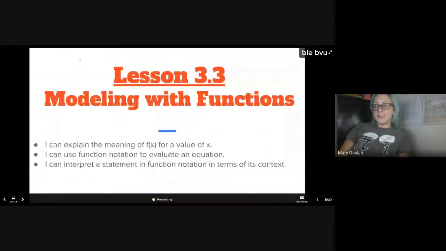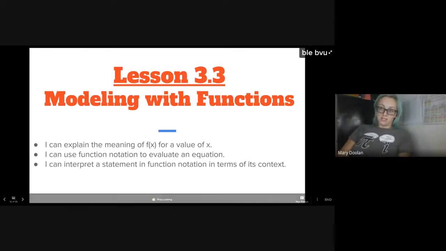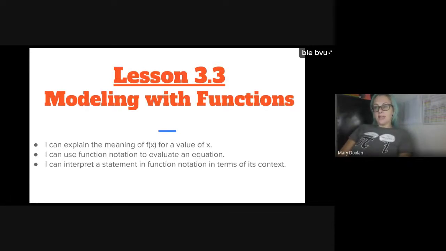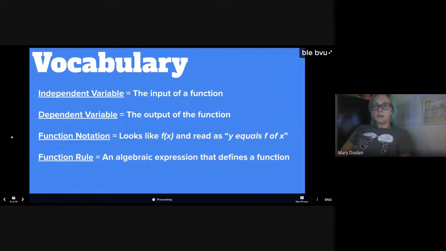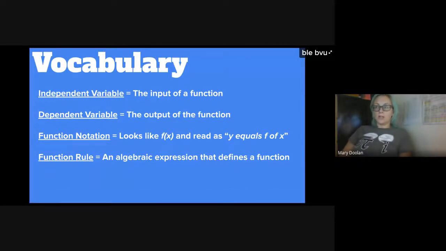Okay, so that's halfway through. We're done with lesson 3.2. This is lesson 3.3. These are the other 3 I can statements. We're talking about function notation now and modeling with functions. So the vocabulary that's necessary for this section is independent variable. That's the input of a function. That's your x. Dependent variable. That is the output of the function. That is your y.